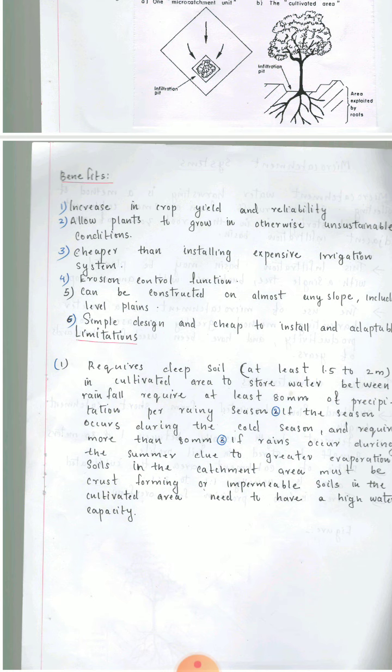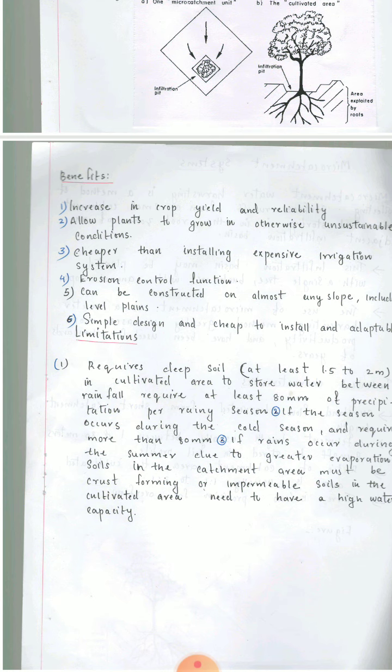Next, coming to the limitations. It requires deep soil, at least 1.5 to 2 meters in the cultivated area, to store water between rainfall. It requires at least 80 millimeter of precipitation per rainy season. So if the rainfall is good, then only the rate of percolation is more. Second, if the season occurs during the cold season, it requires more than 80 millimeter. If the rainfall is less than 80 millimeter, then during the cold season it should exceed 80 millimeter.